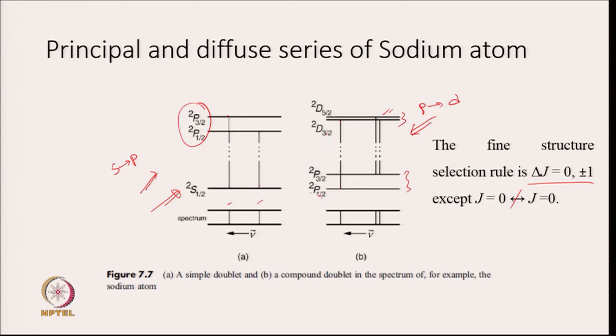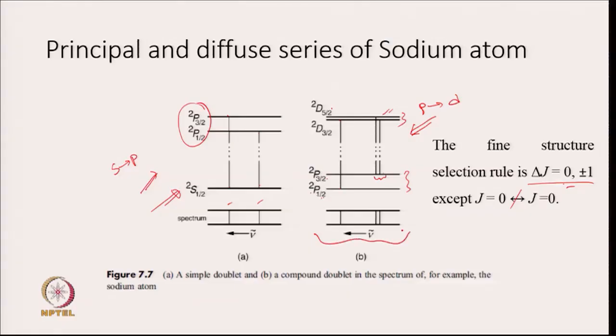But you cannot go from 2p1/2 to 2d5/2, since delta J will be plus 2, which is not allowed. From 2p3/2, transition to both the D states is possible, because going from 3/2 to 3/2 corresponds to delta J equal to 0, and going from 3/2 to 5/2 gives delta J of plus 1. So there will be a kind of small doublet. One thing you must notice is that since this difference is very small, these two will almost merge into each other, and that's why this is known as a compound doublet.